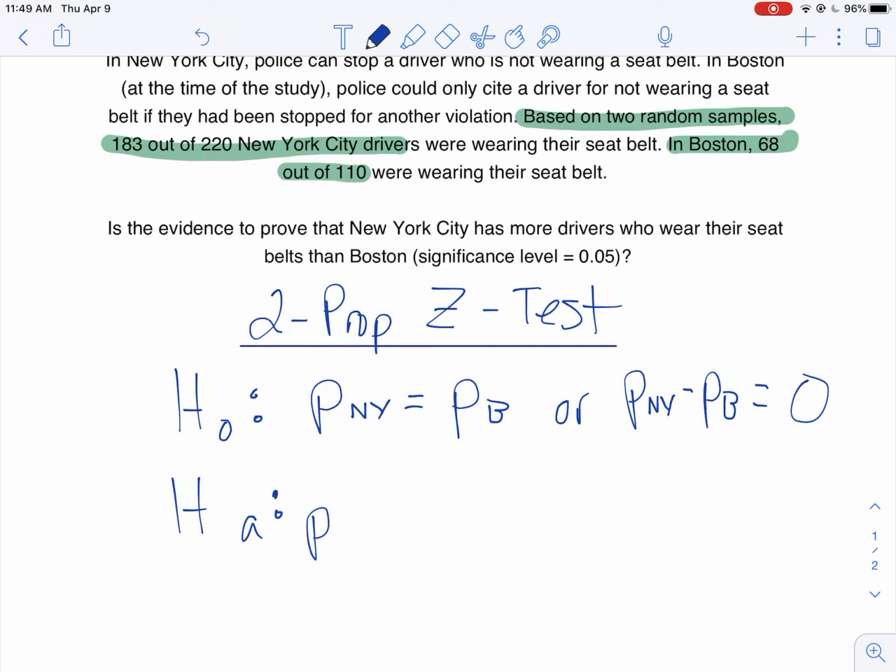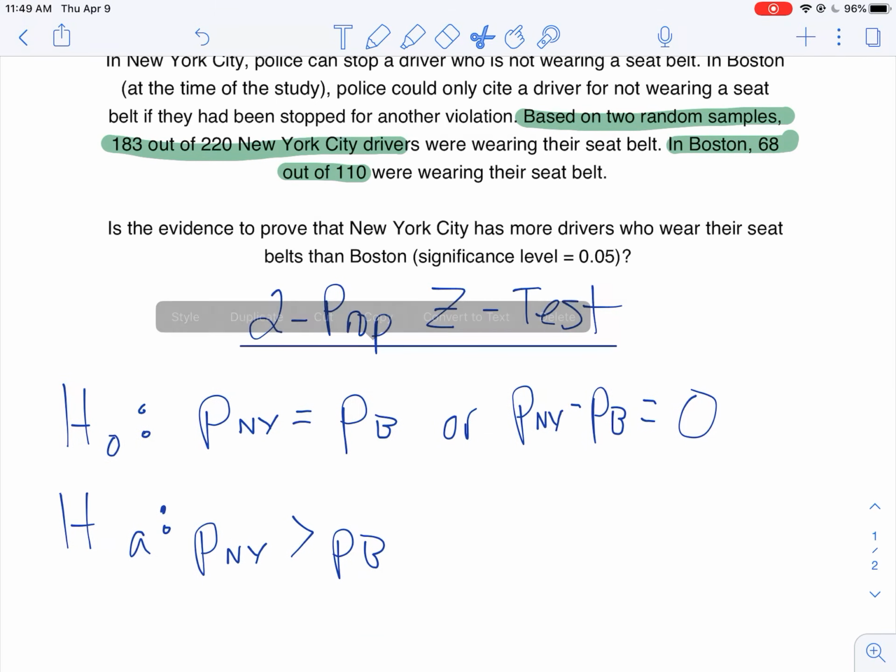Now for my alternate, I'm trying to prove that there is evidence that more drivers in New York wore it. So I could do proportion of New York is greater than the proportion of Boston. We're not trying to do a specific number here. We're just trying to prove that they're either equal or they aren't equal.